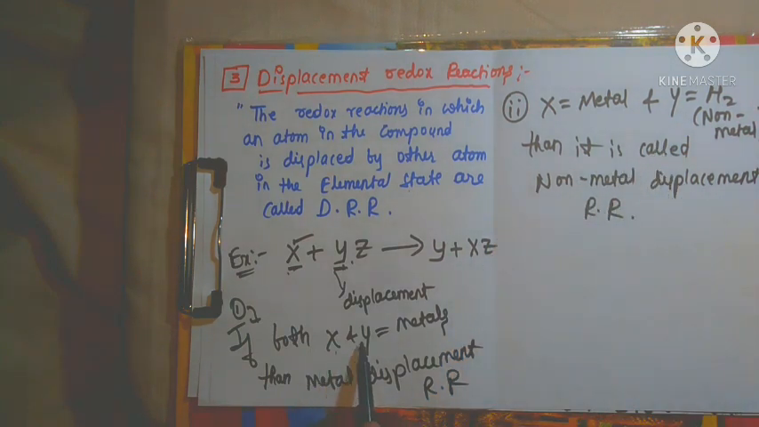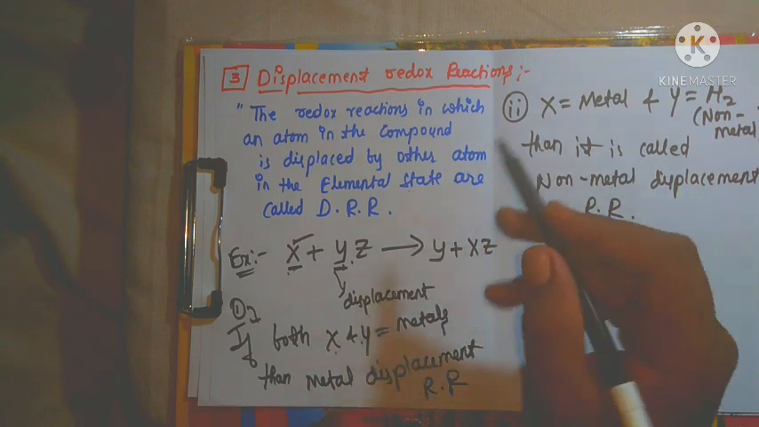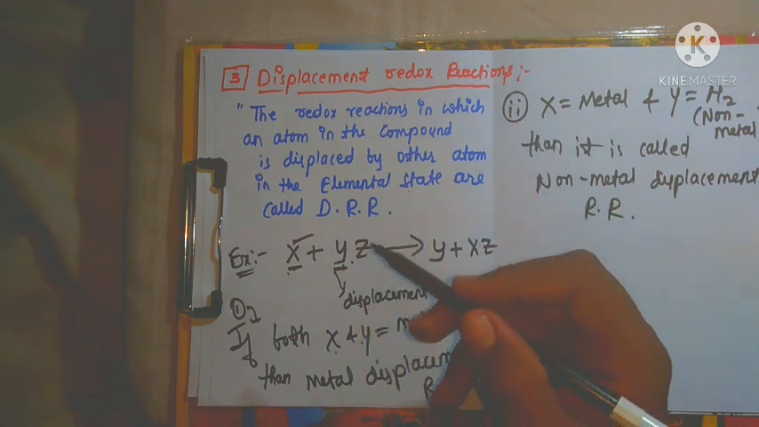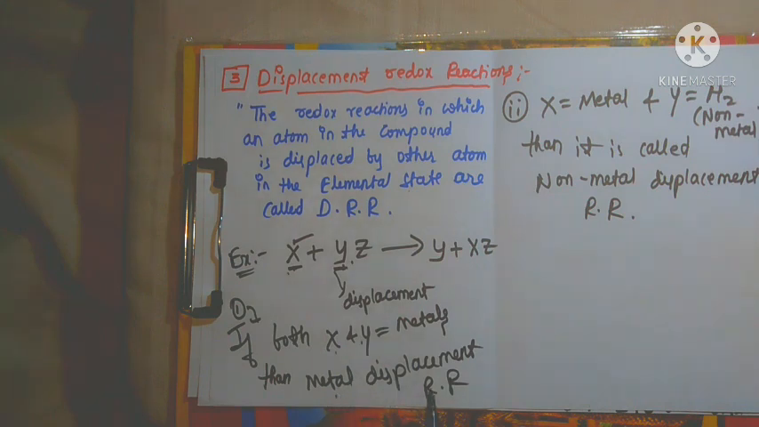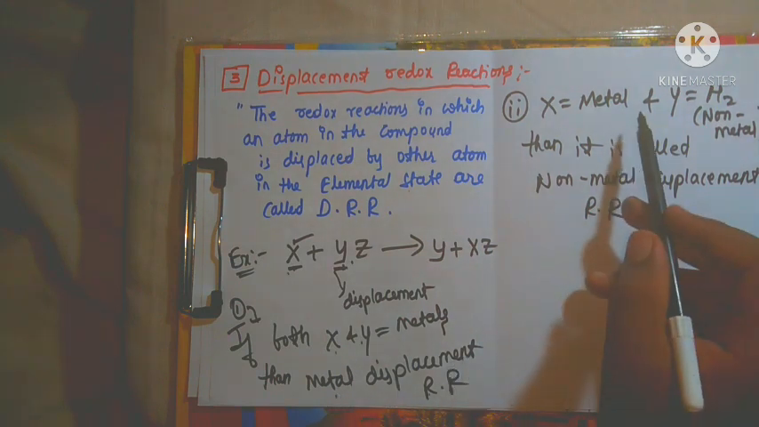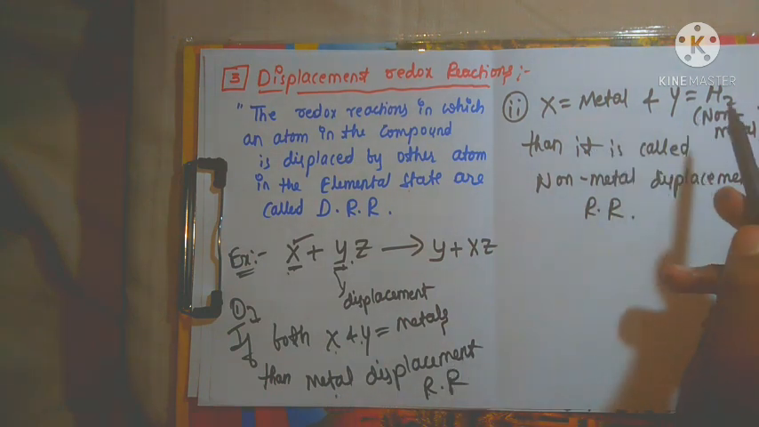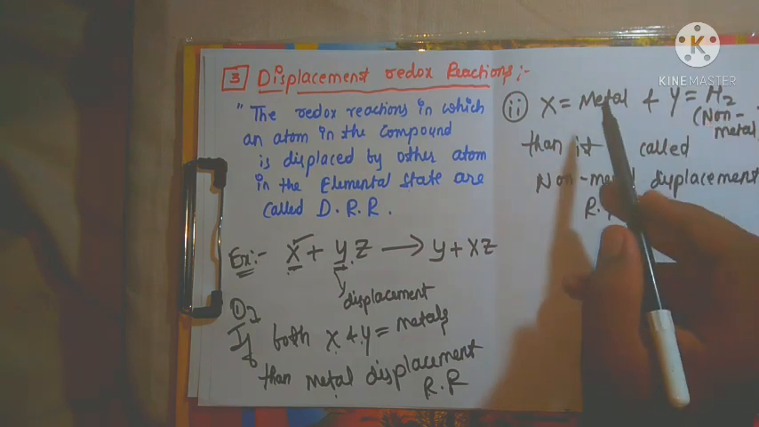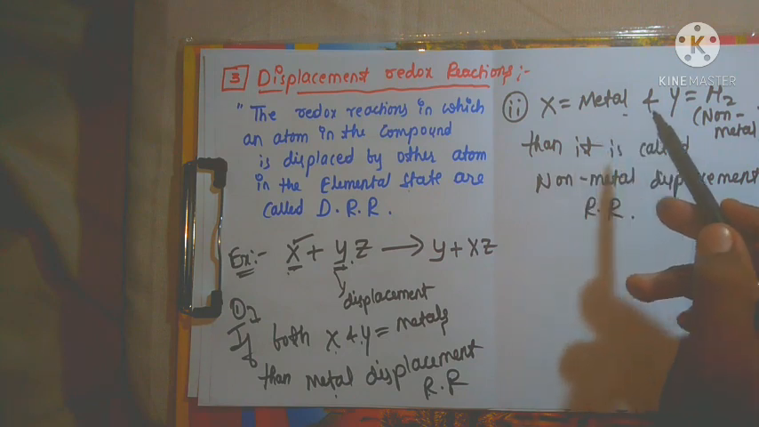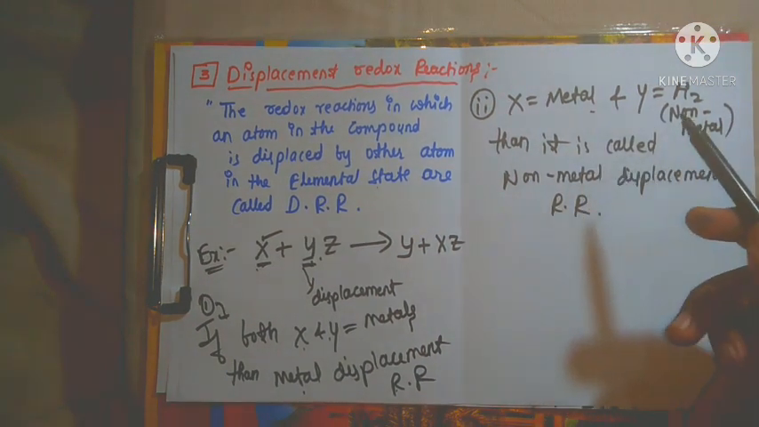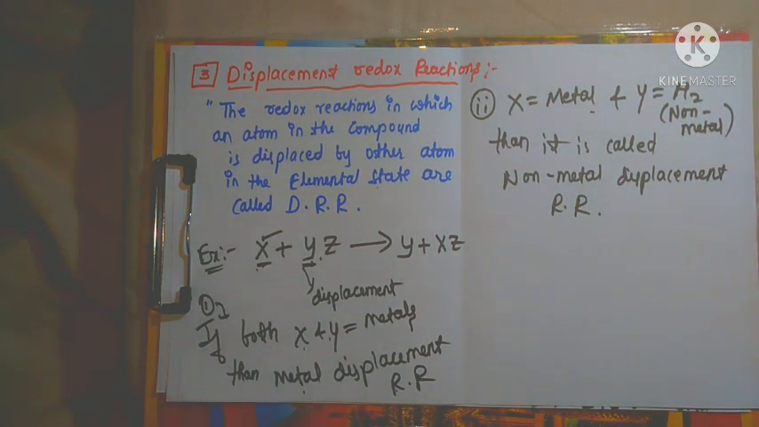If X and Y, the one which is undergoing the displacement and the one which displaces the other, both should be metal, then it is called what? Metal displacement redox reaction. If the one undergoing the displacement is hydrogen, and the one which displaces the other is metal, then it is called what? Non-metal displacement redox reaction. Now we will discuss one by one with examples.